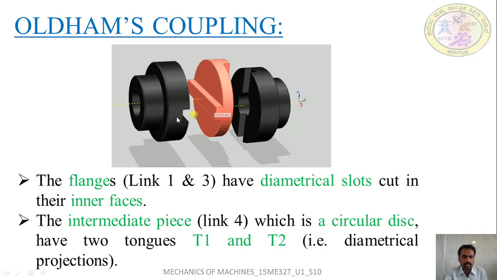Here you can see clearly this is the link 4 which has diametrical projections, this one is T1 and this will form T2, and then these are the flanges which have slots. You can see clearly slots are cut in their inner faces here and here. These are the two flanges, one is link 1 and the other is link 3.